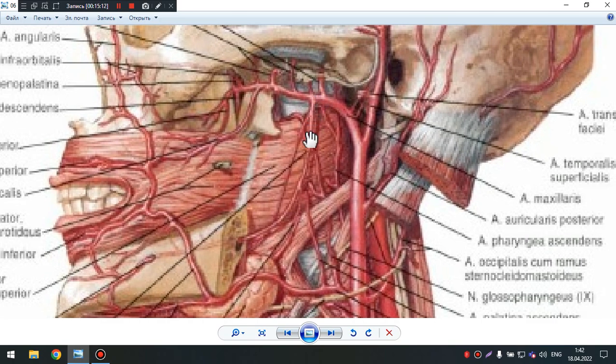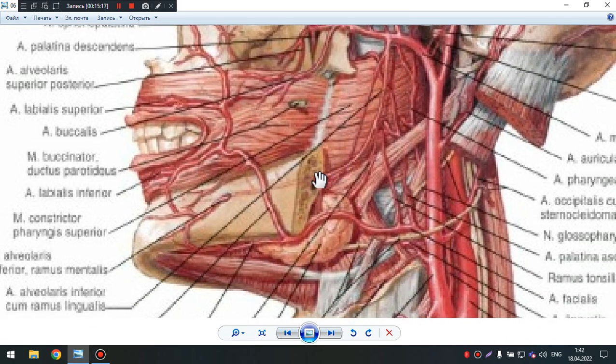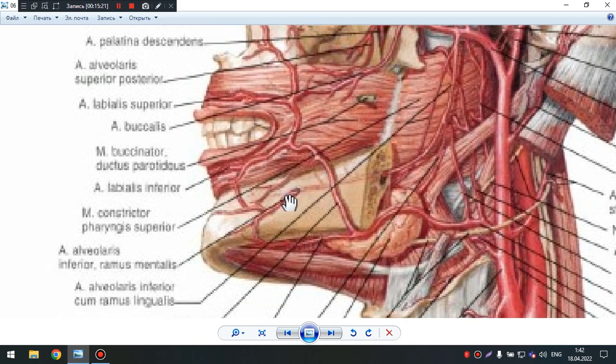The inferior alveolar artery enters the mandibular canal and exits through the mental opening. It supplies blood to the mandible, gives the dental branches to the inferior teeth, and supplies the mucosa of the vestibulum of the oral rima.